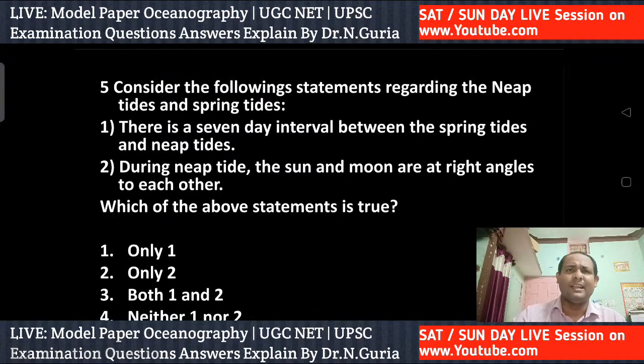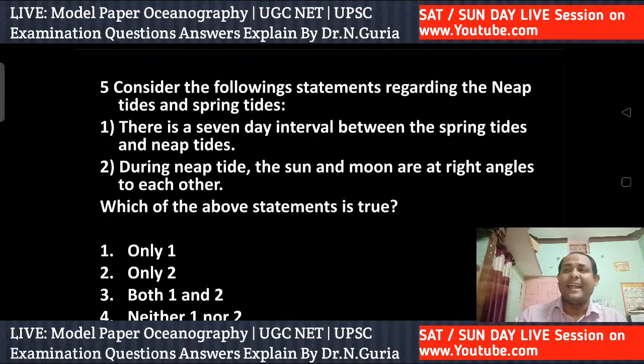Basically, you know, normally there is a 7-day interval between the spring tide and neap tide, and during neap tide the sun and moon are at right angles to each other, and the forces of the sun and moon tend to counteract one another.